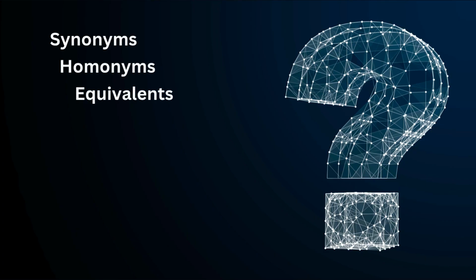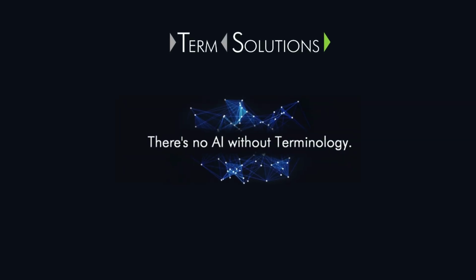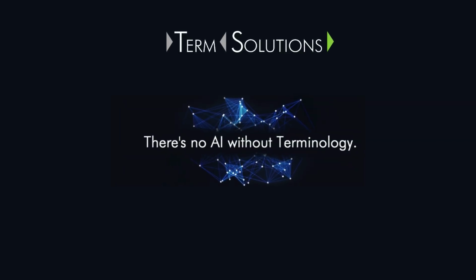In the next videos, we will look at challenges such as synonyms, homonyms, and equivalents and explain how definitions can help to solve them. Without terminology, artificial intelligence cannot optimally support your company.